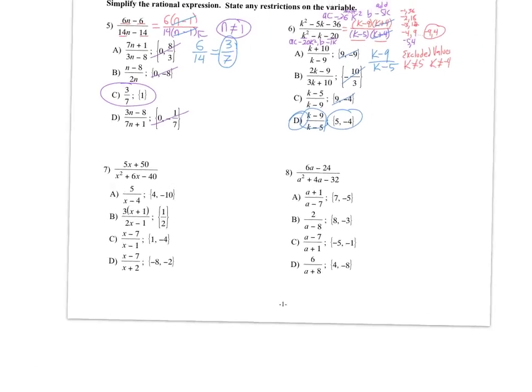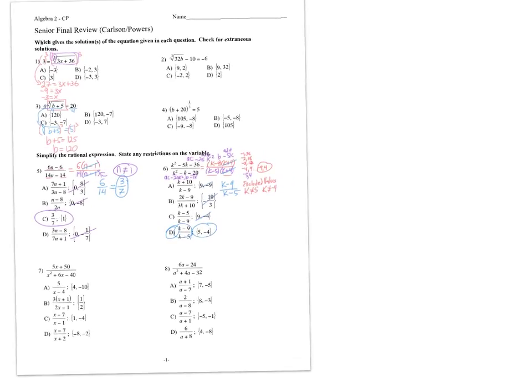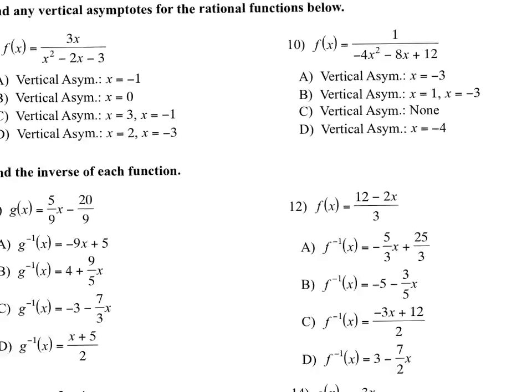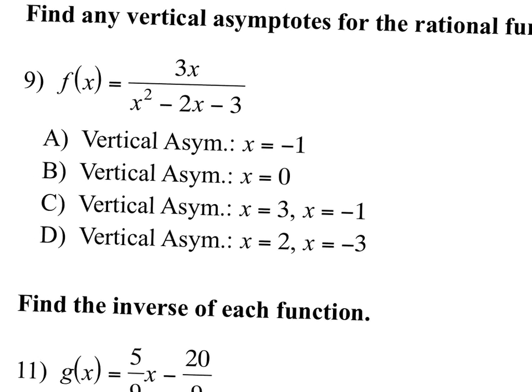The next problem we're going to take a look at is on our next page. First thing we've got to do is identify any vertical asymptotes for the rational functions we have here. And I'd like us to remember that vertical asymptotes happen when the denominator is equal to 0.